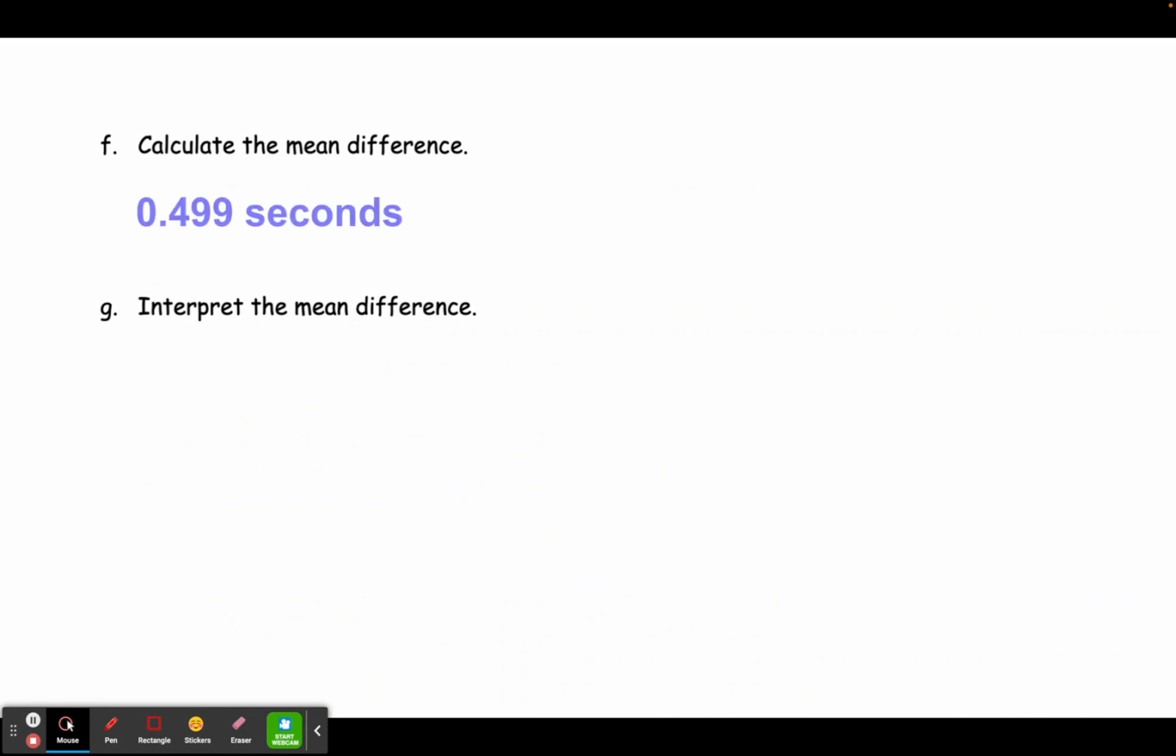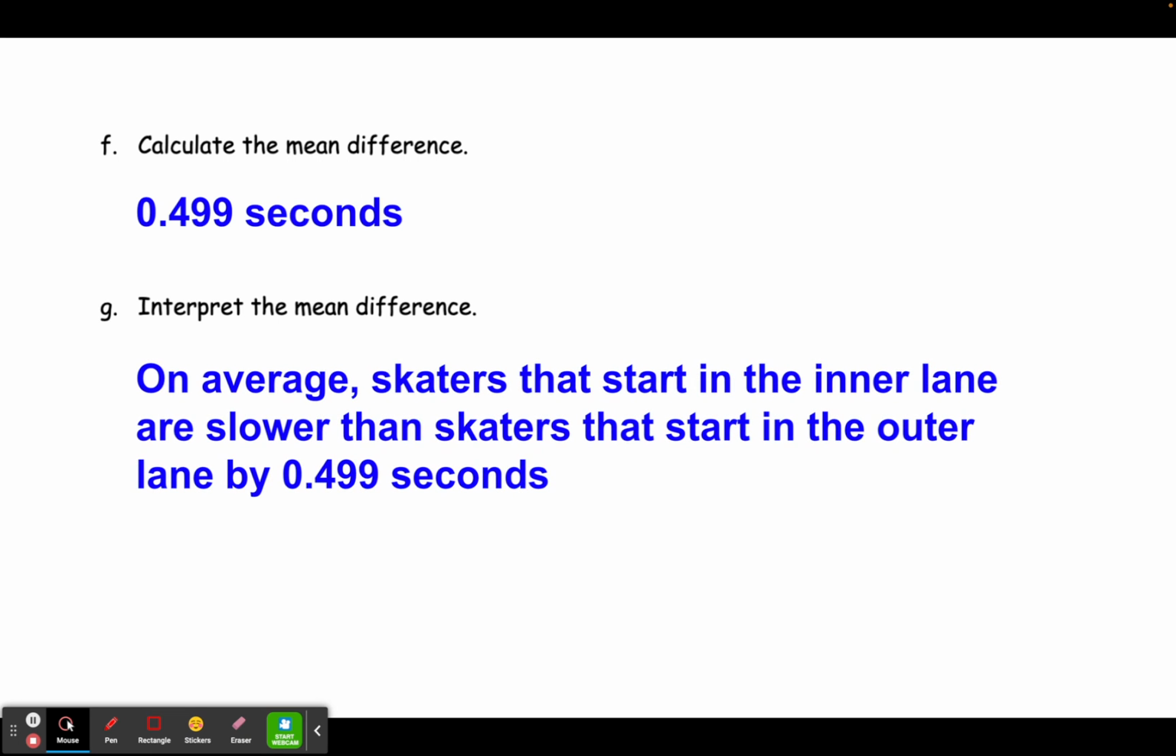Now, in this case, if we calculate the mean difference, it works out to be 0.499 seconds. And notice that that is a positive difference. So, how would we interpret that? We would say, on average, skaters that start in the inner lane are slower than skaters that start in the outer lane by 0.499 seconds.